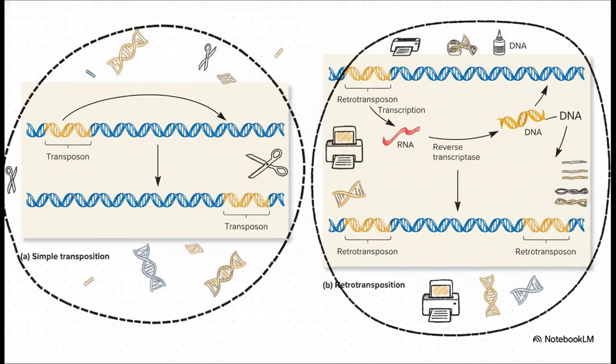Now, these TEs move around in two main ways. The first is called simple transposition. You can think of this as cut and paste. An enzyme called transposase literally snips the element out of its spot and pastes it somewhere else. The other way is retrotransposition, which is more like copy and paste. Here, the element is first copied into an RNA molecule. Then, an enzyme uses that RNA to make a brand new DNA copy, which then gets inserted somewhere else. So the original element stays put, and the genome gets a new copy.